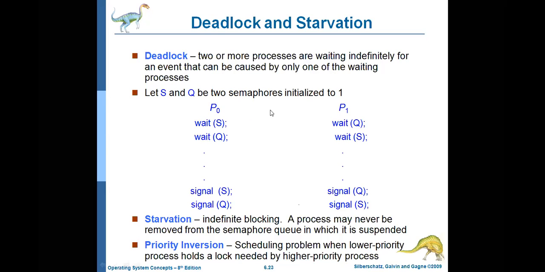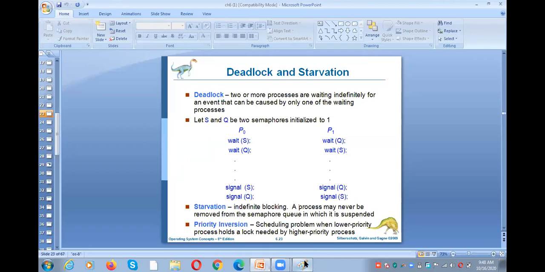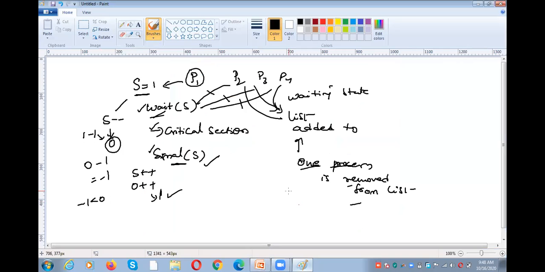What is the S value? S value is 1. So wait of S means it will become 0. And then what is the value of Q here? Wait of Q. That means initially the Q value is 1. So wait of Q means 1 minus 1, it will be 0. So here the two processes are willing to use two semaphores, S and Q. So what happened? Both cannot perform the operations, right?